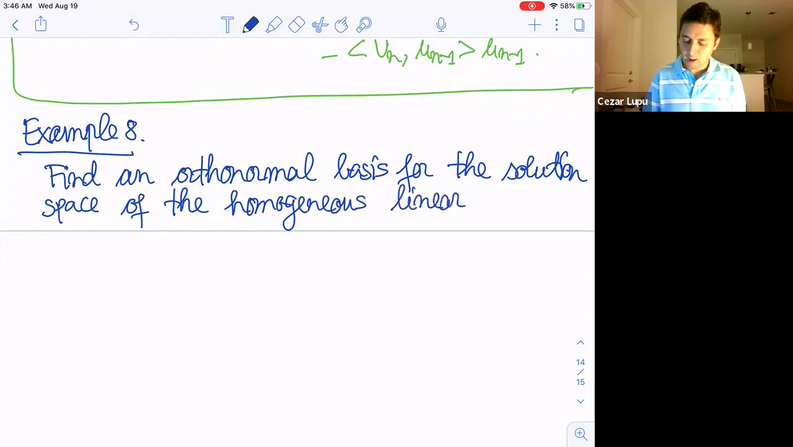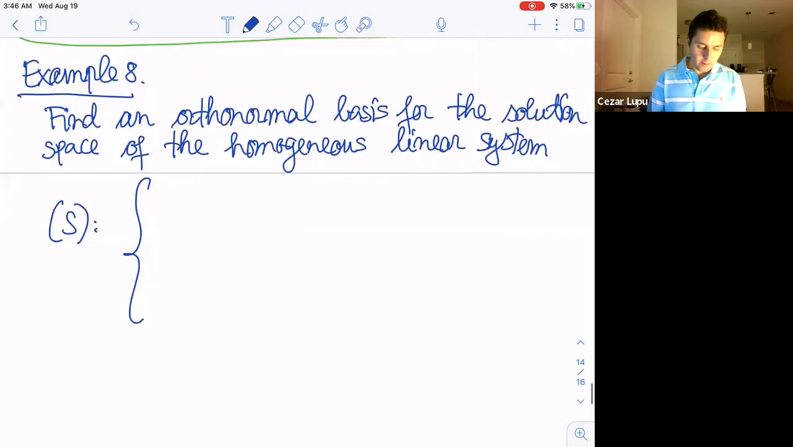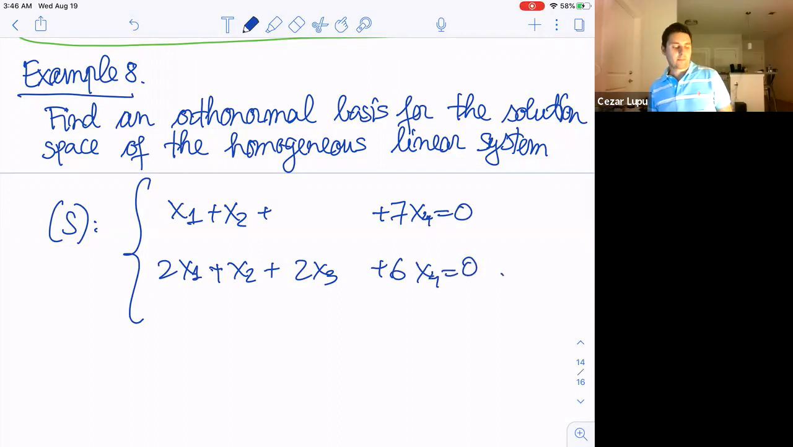linear system. And now I'm going to consider the following system. S will be two equations, 4 variables: x1 plus x2 plus 7x4 is 0. And the second equation will be 2x1 plus x2 plus 2x3 plus 6x4 is 0.